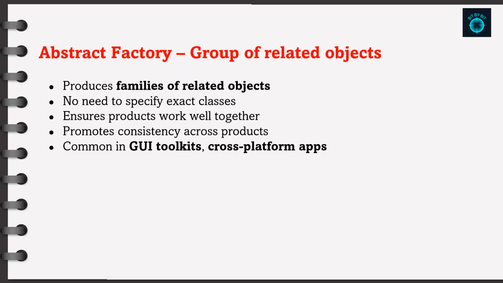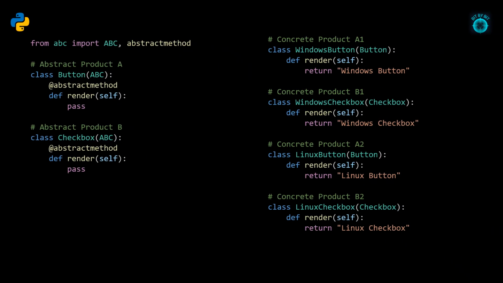Let's now look at a Python example that shows how the abstract factory pattern works. In this Python example, we implement the abstract factory pattern to create a consistent set of buttons and checkboxes for different platforms. We start by defining two abstract product classes, button and checkbox, each with a render method. These represent the product interfaces. Next, we create concrete product classes for Windows and Linux, Windows button and Windows checkbox, as well as Linux button and Linux checkbox. Each class implements the render method, returning a platform-specific message.